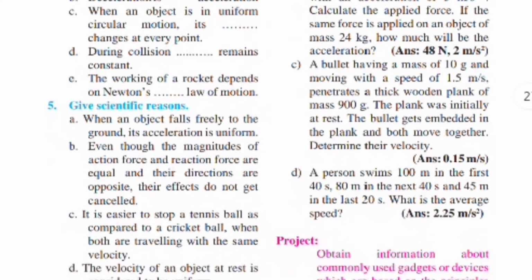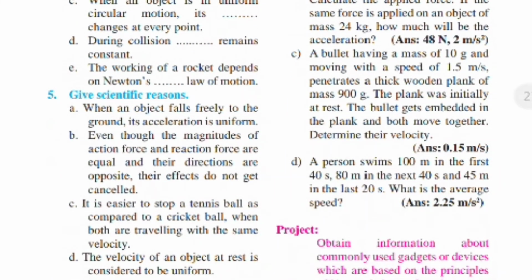Okay, now the next question. A person swims 100 meters in the first 40 seconds, 80 meters in the next 40 seconds, and 45 meters in the last 20 seconds. What is the average speed? Okay, here is your solution of the fourth.